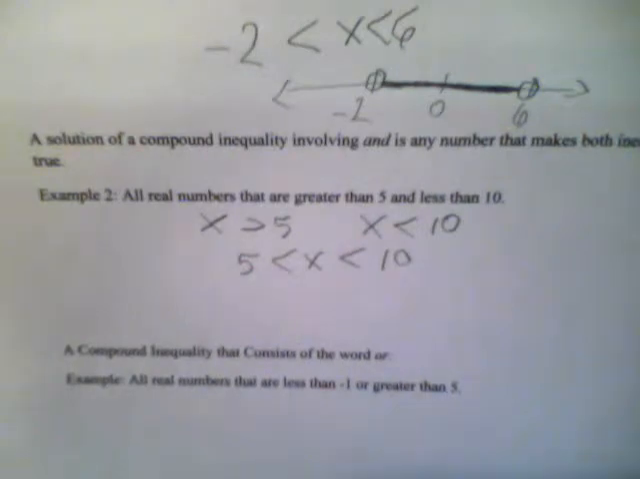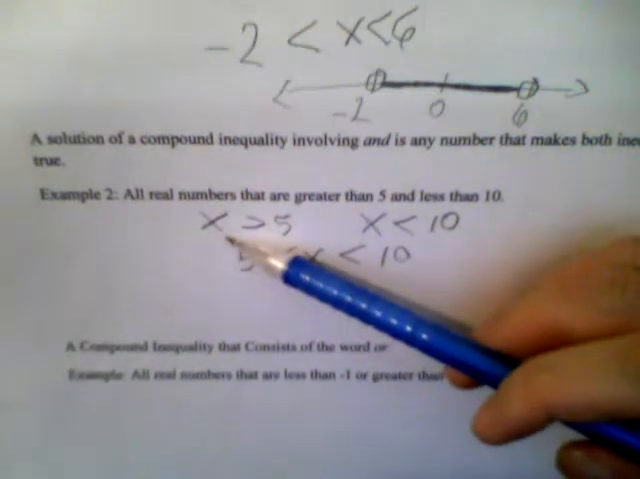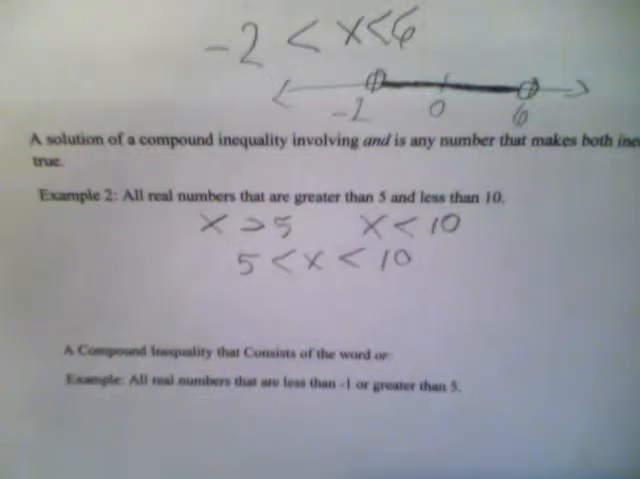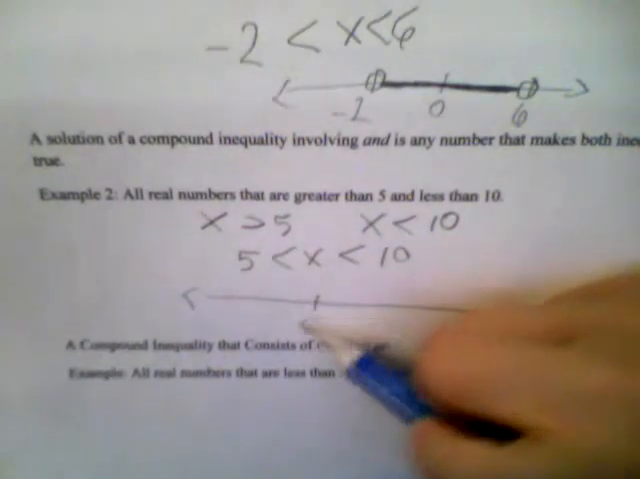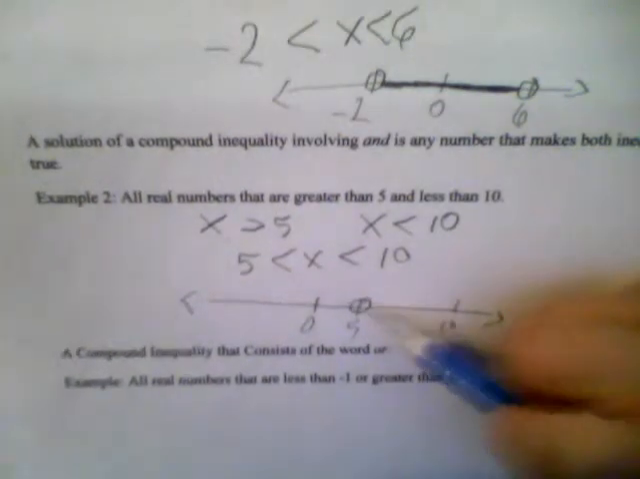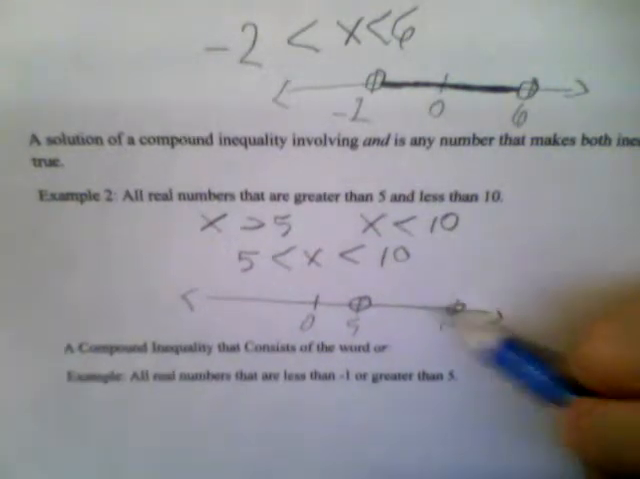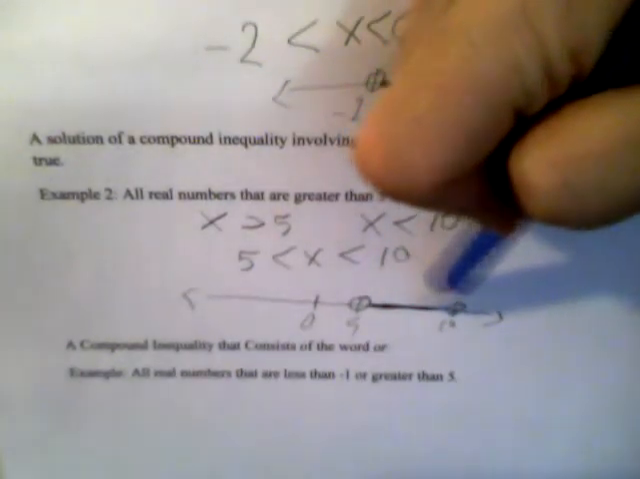Now remember, a solution to this inequality is any number that makes both this inequality true and this inequality true. So in order for it to be a solution, x has to be both larger than 5 and also less than 10. I think this is more obvious when we graph it. So here's my 0, here's my 5, here's my 10. X has to be larger than 5, so it has to be somewhere to the right of 5, but it also has to be less than 10, so it also has to be to the left of 10. So my solution is going to be any number that's between 5 and 10.